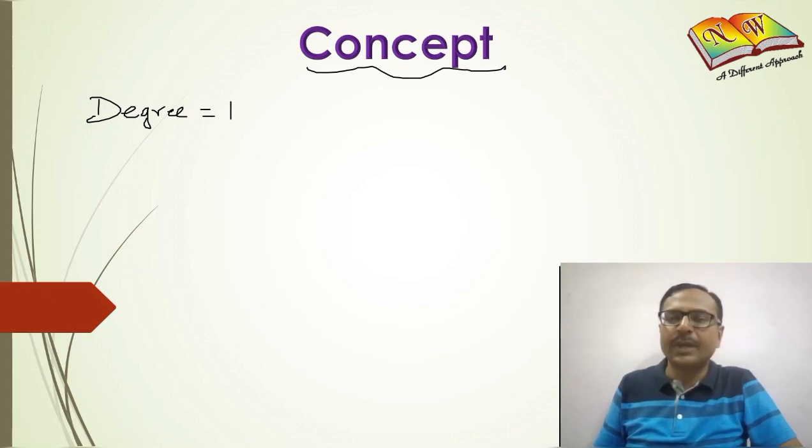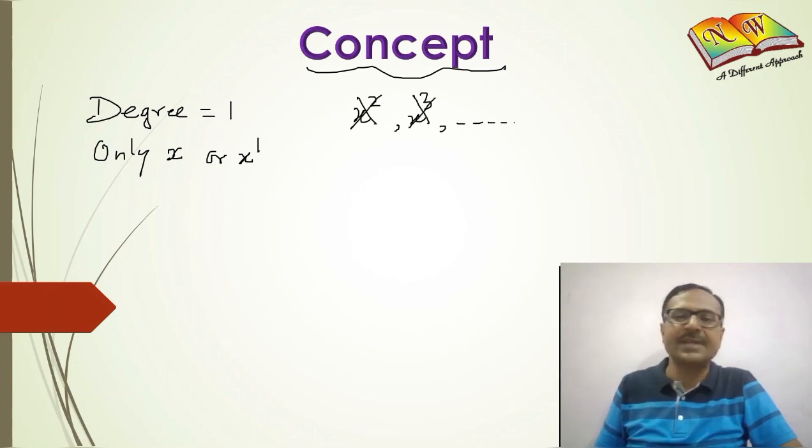That means you cannot have x square, x cube, or any other exponent of x apart from x itself. So it will contain only x or x raised to power 1. So these things will not exist in a linear equation.